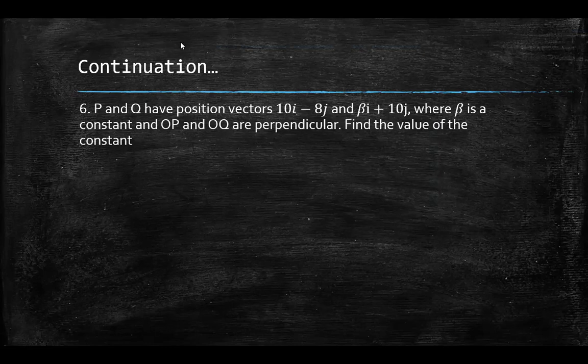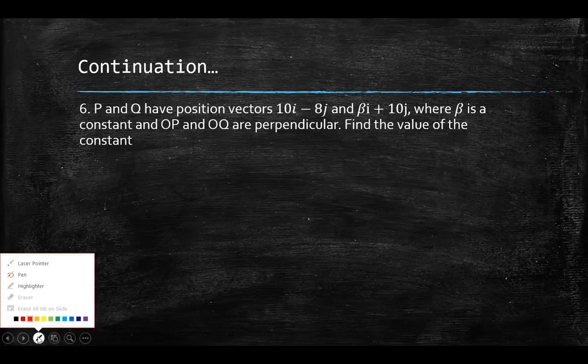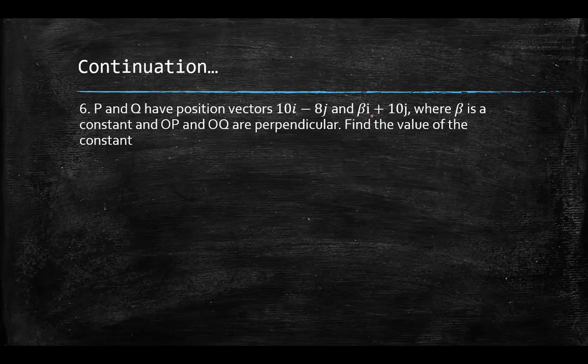Right, last question. P and Q have position vectors 10i minus 8j and beta i plus 10j, where beta is a constant and OP and OQ are perpendicular. Find the value of the constant. So I actually asked you to do this for me, but only one person sent me the answer. That's cool though, because we're doing it now, right?